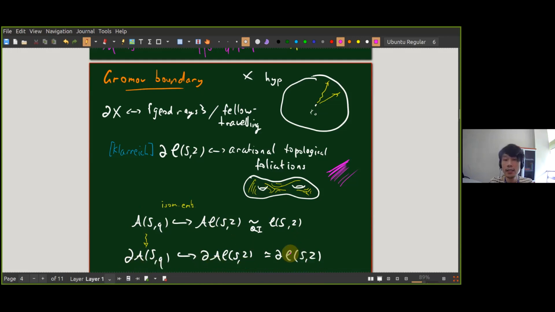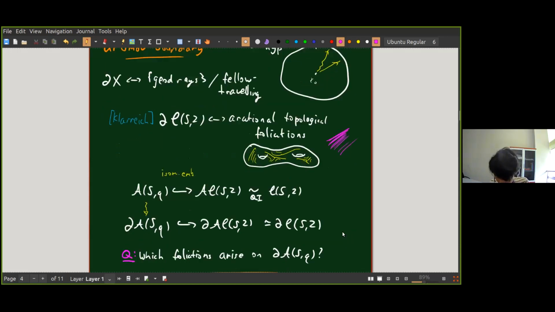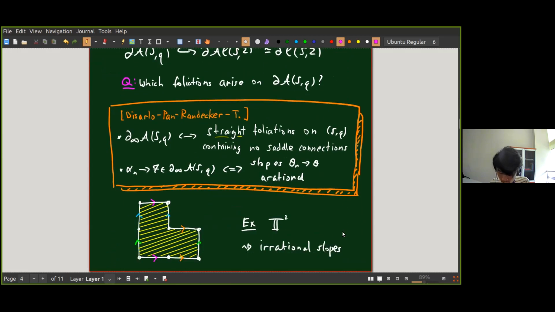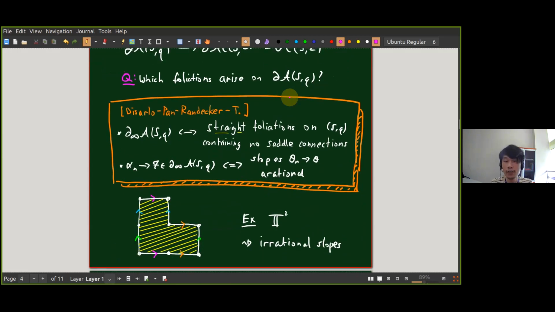Okay, so then a natural question is, well, this is going to be a subset of the set of irrational topological foliations. So which foliations arise from the boundary of this thing? So this is some subgraph, and it's going to give you some subset of the foliations. Okay, so it turns out there's a natural answer. So we can answer this question. Okay, so the foliations which arise on the boundary of the saddle connection graph are exactly the straight foliations which contain no saddle connections.